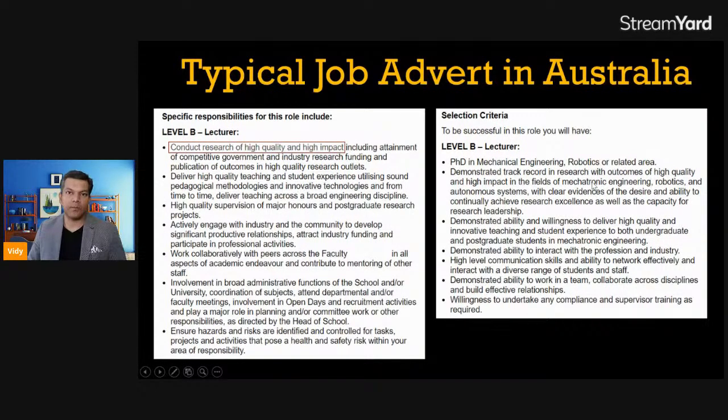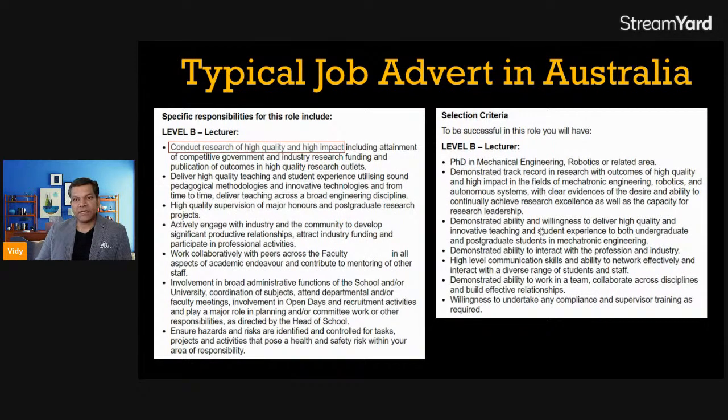So what are you doing now to achieve that criteria, to make yourself eligible to apply for this role? This is one of the things that you need. What is next? Demonstrated ability and willingness to deliver high quality and innovative teaching and student experience to both undergraduate and postgraduate students. This will be relatively easy for those who are currently academics but do not have a PhD. So they already have teaching experience.